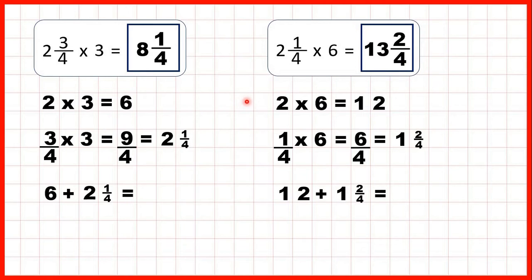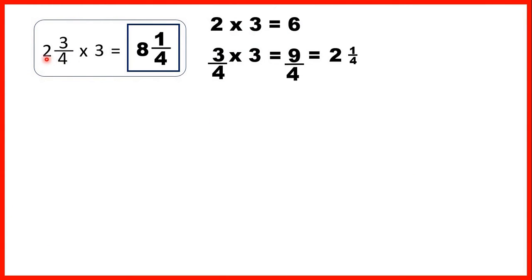But now, let's think about why this method works, why we can split the mixed number up and multiply the whole number and then the fraction and then add up our answers. So let's take the first question, 2 and 3/4 times 3.